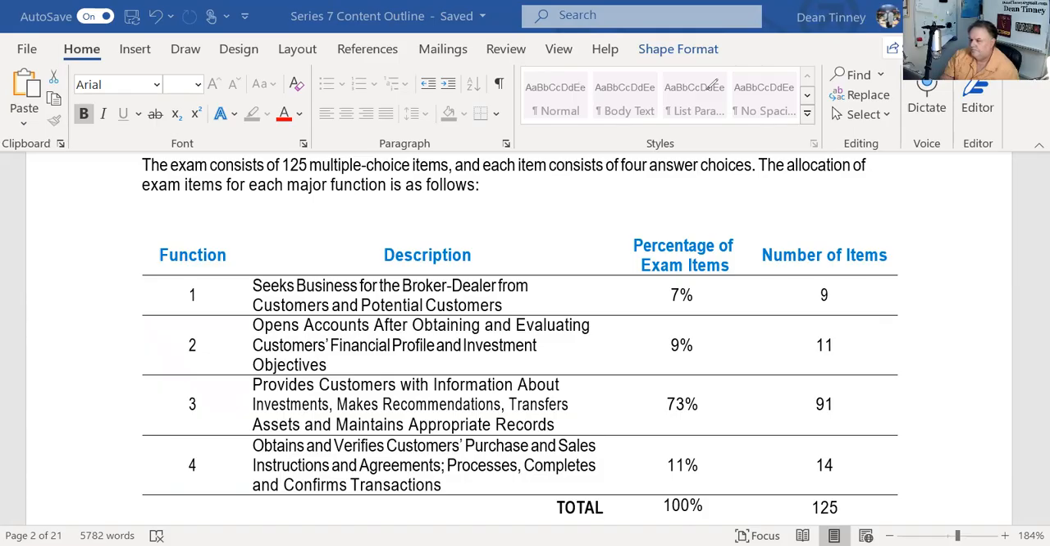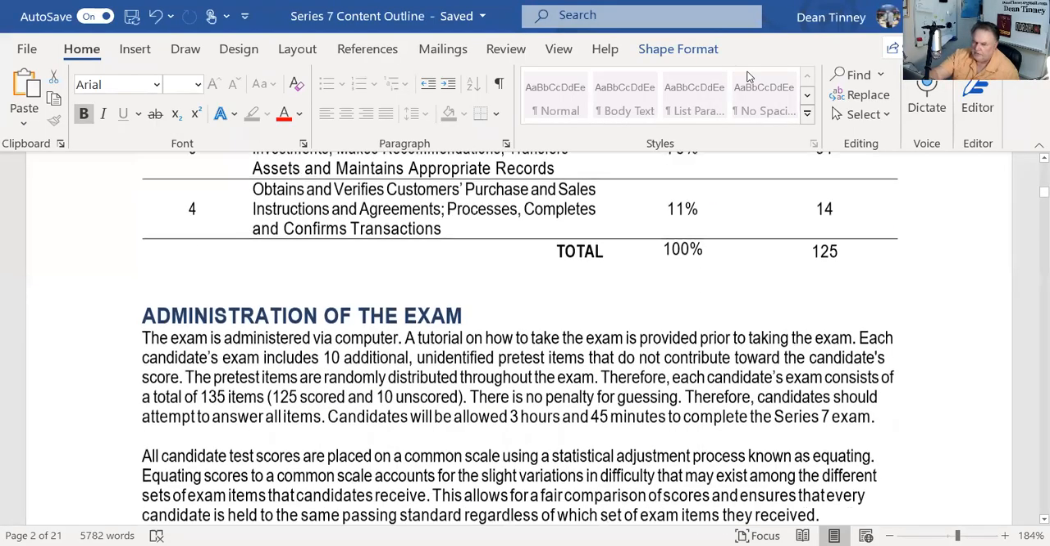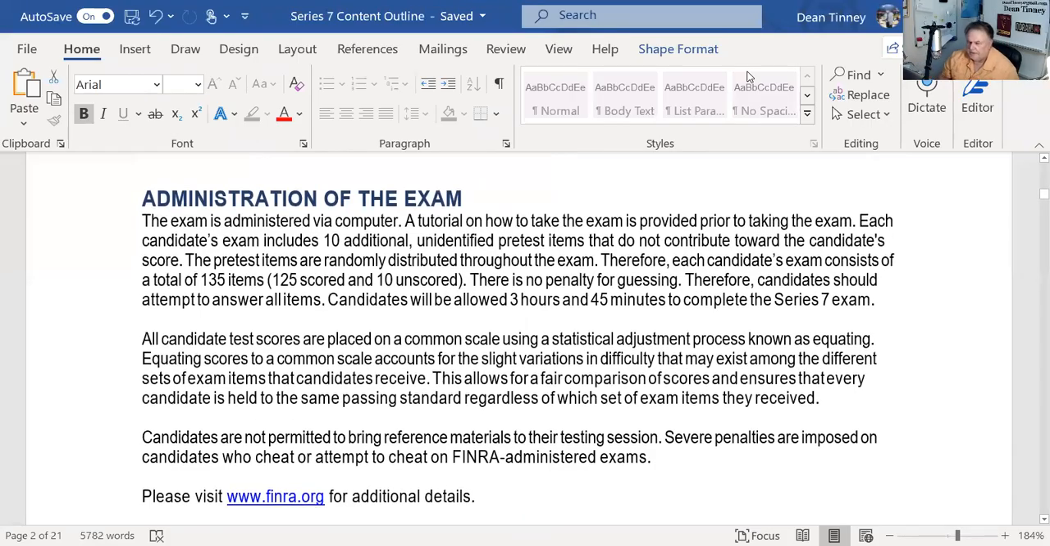Now, they're testing questions for validity. So you're going to get what I call 10 experimental questions. These are questions that don't actually count. They're testing them for future exams for validity. If they don't pass the validity test, they get removed from the data bank. This is how they introduce new items.